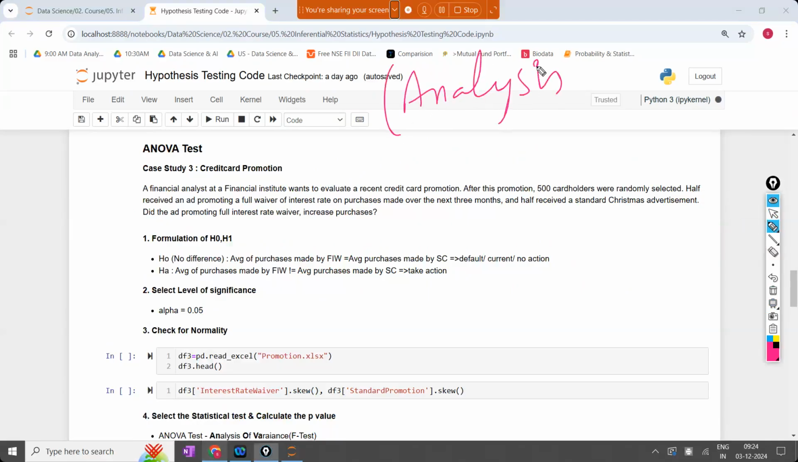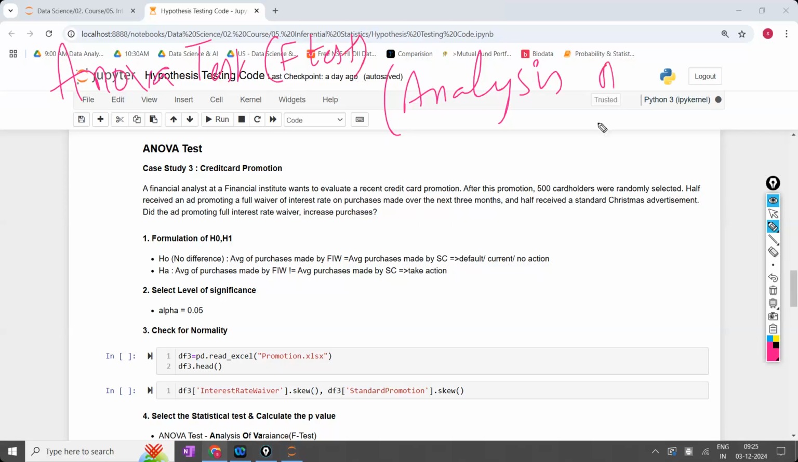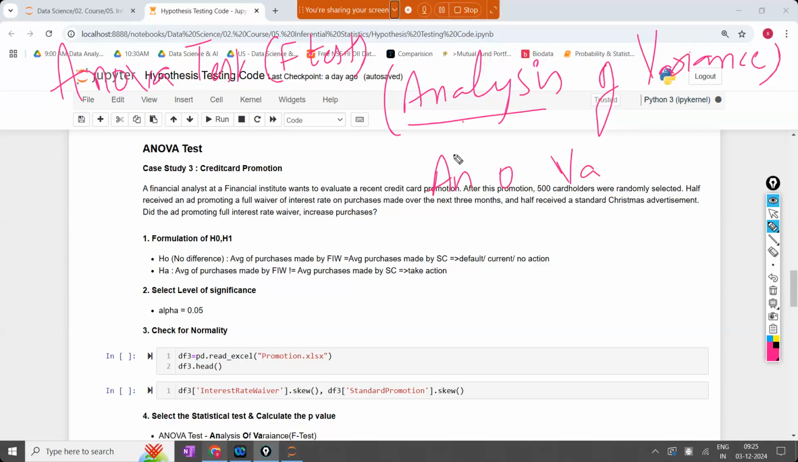The ANOVA test is also called the F test. It is nothing but analysis of variance: AN from here, O from here, VA from here. Analysis of variance.